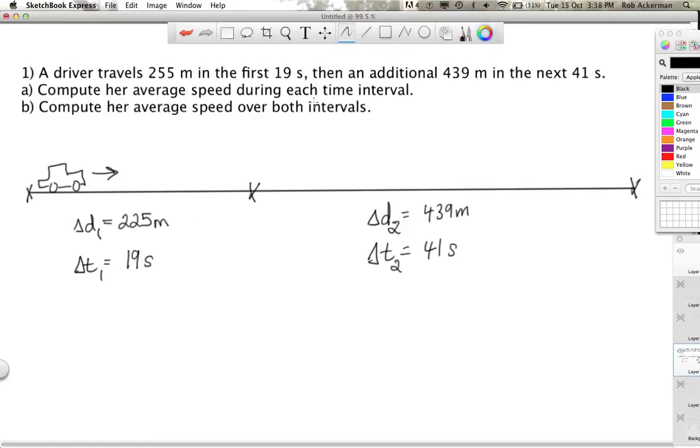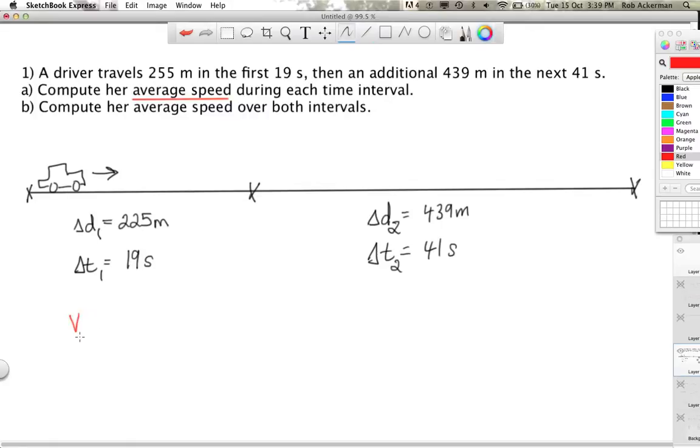Compute her average speed during each time interval. So here's a new term for you that maybe we haven't discussed at this point, average speed. When we talk about average speed, we mean the same thing you talk about when you do any average. What we're trying to do is just average out over all of the time the total distance. We don't know exactly what speed she was going at any moment in these 19 seconds. However, on average, 225 meters in 19 seconds.